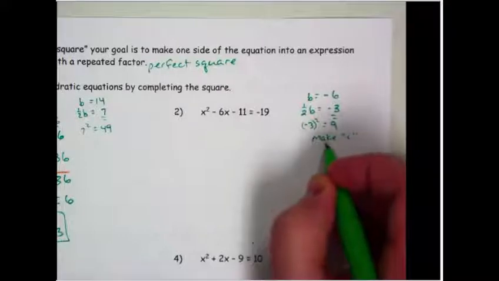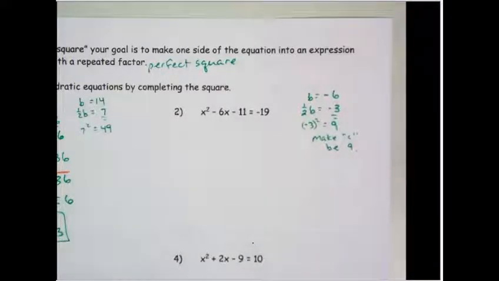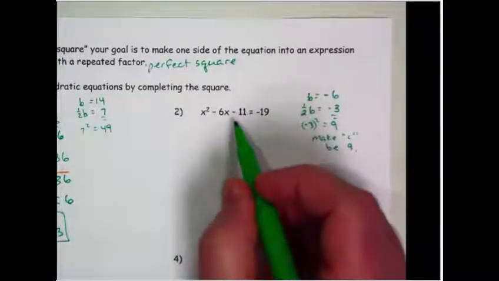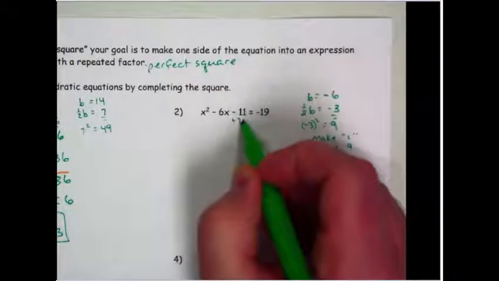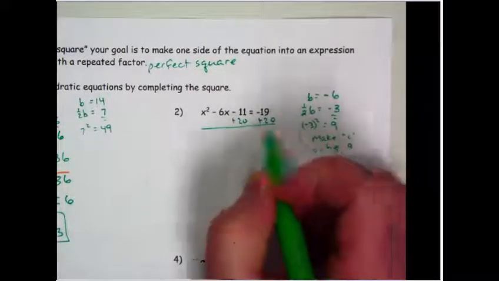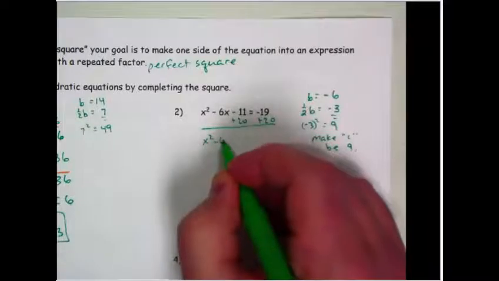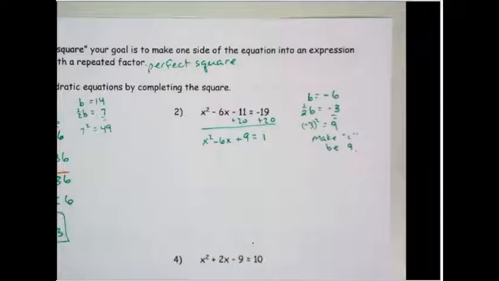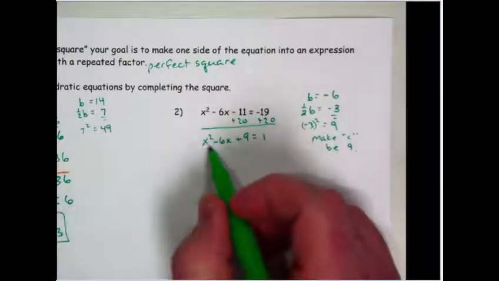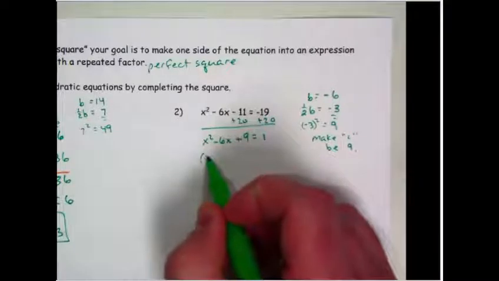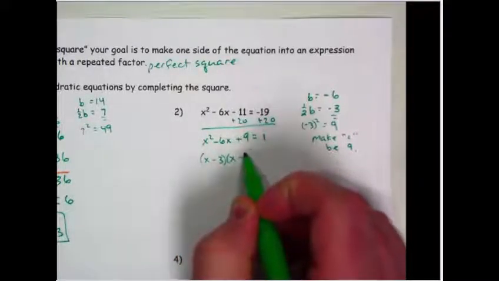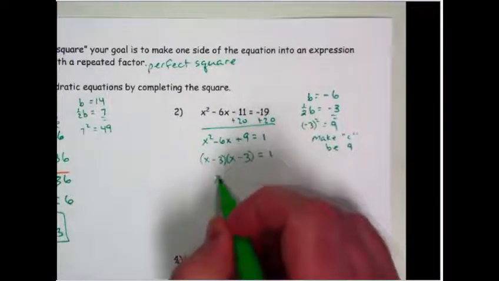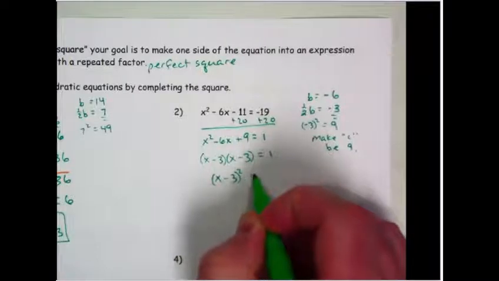C be 9. Okay? Well, let's see. If I were to add 20 to this, and then I would add 20 to the other side, I would have x squared minus 6x plus 9 equals 1. Okay? Well, that's good because now this factors. It would be x minus 3 times x minus 3 equals 1. This would be written as x minus 3 squared.